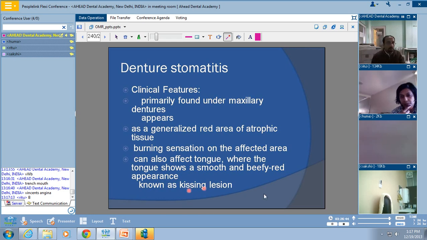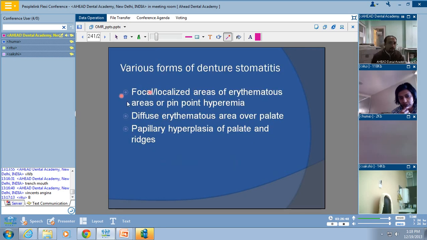Various forms, well, there are three types, type 1, type 2 and type 3. Okay, this is type 1. Localized erythematous areas is type 1. Type 2 is diffuse erythematous areas over the palate. And type 3 is what you had answered, papillary hyperplasia of the palate and the ridges. So that is your type 3. Which is the commonest type of these three? It is type 2. Type 2 among all these three types is the commonest.